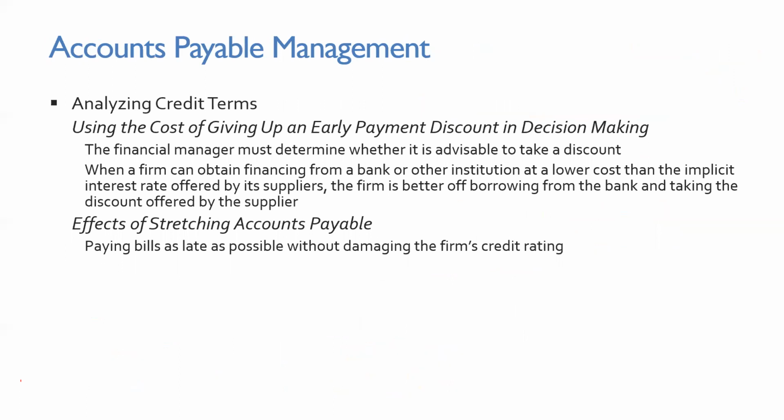So how do you use the cost of giving up an early payment discount in decision making? The financial manager must determine whether it is advisable to take a discount. When a firm can obtain financing from a bank or other institution at a lower cost than the implicit interest rate offered by the supplier, the firm is better off borrowing from the bank and taking the discount.